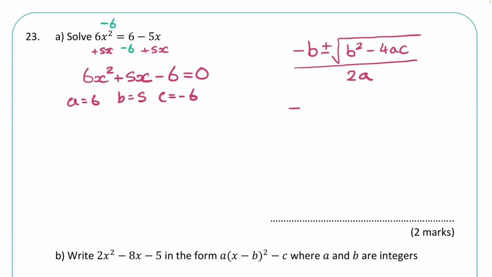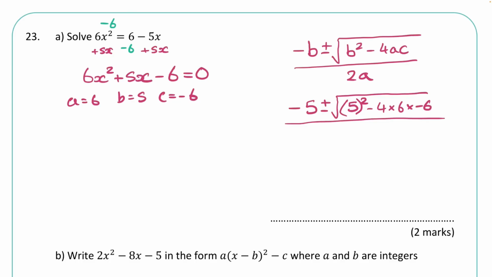So I have minus b, so minus 5, plus and minus the square root of 5 squared. Typically I always put this one in brackets just in case b is negative. And then minus 4 times 6 times negative 6. And that's all over 2 times 6. Now I'm going to type that into my calculator, first using the plus symbol in front of the square root, and next using the negative symbol. So I have minus 5, plus the square root of 5 squared minus 4 times 6 times negative 6, all over 2 times 6.